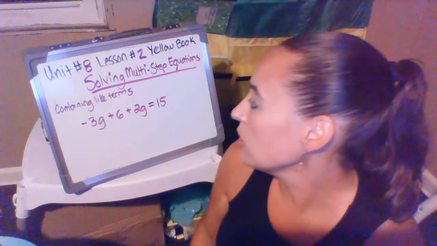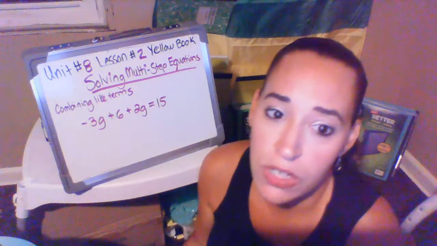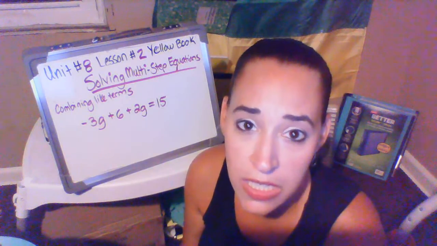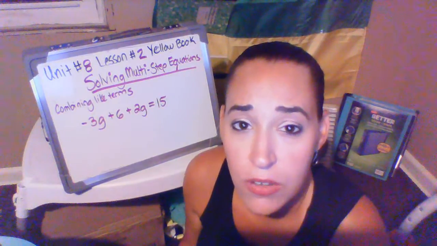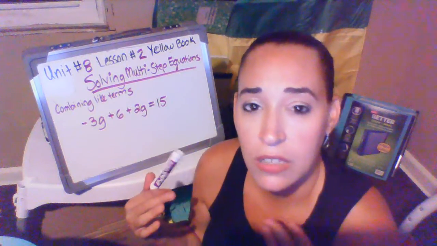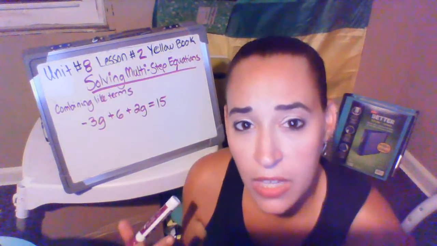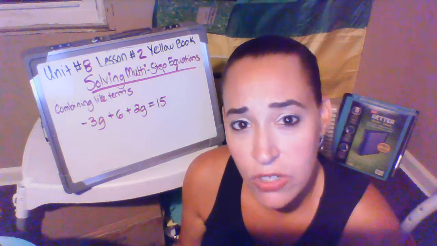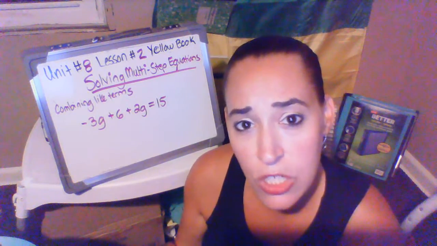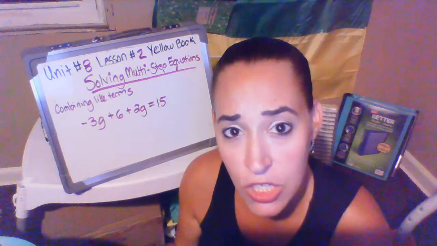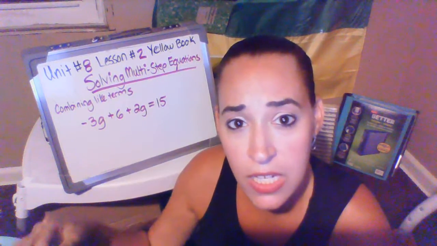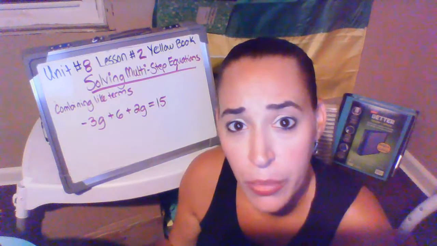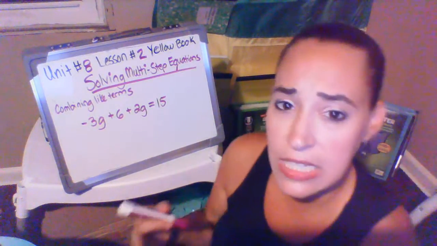So when you're given one like this, it's asking you to recall the skill of combining like terms and simplifying before solving. After you combine those like terms, it will turn into a two-step equation, which we know: we always get rid of our constant and then we isolate our variable. So let's combine our like terms first.